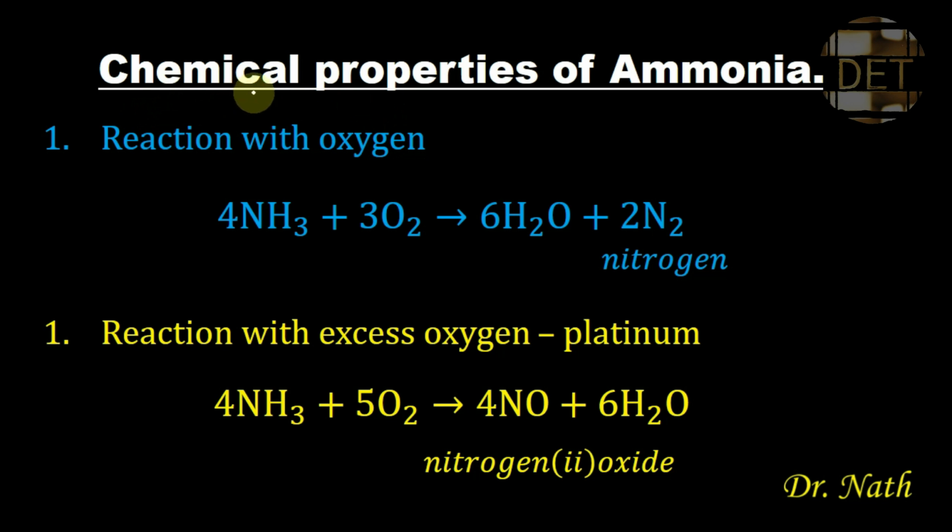So the first chemical property of ammonia that we're going to look at is reaction with oxygen. When ammonia reacts with oxygen, it forms water and nitrogen. This is what the reaction of ammonia with oxygen entails. When ammonia reacts with oxygen, it forms water and nitrogen gas.